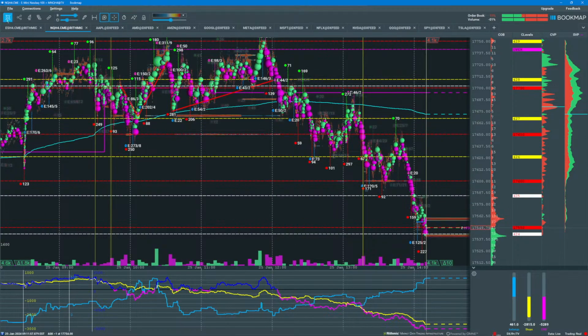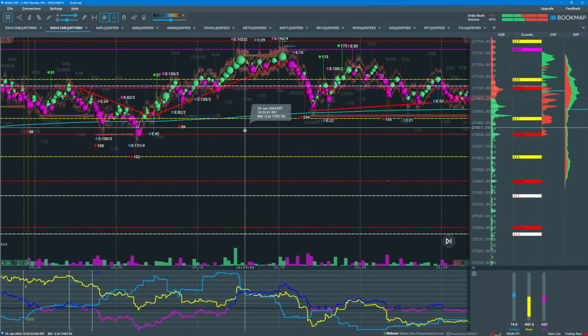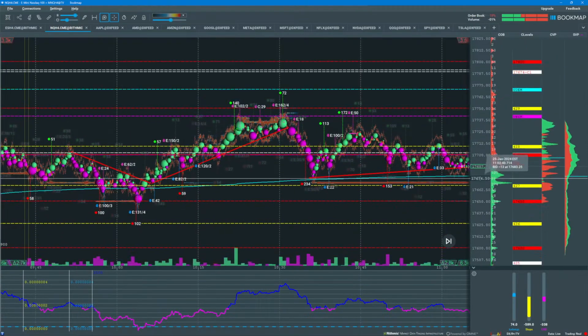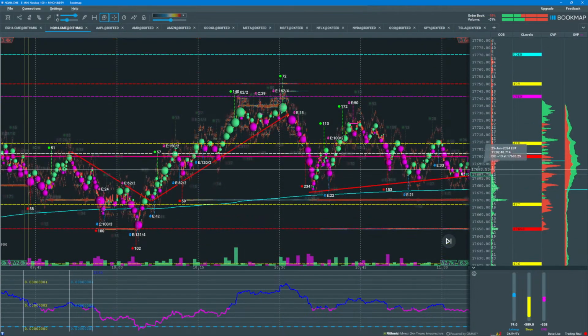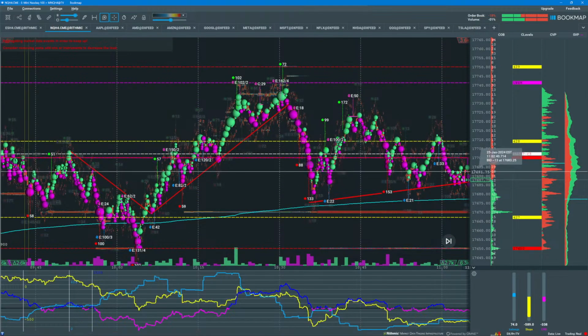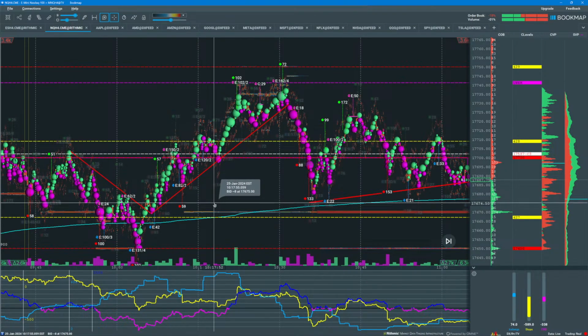So let's go take a look. Let's just focus on this setup. Then we'll take a quick look at some stocks and get to the live market and take a look at what's going on now. So I just want to focus on this setup from right around 10 to 10:30.